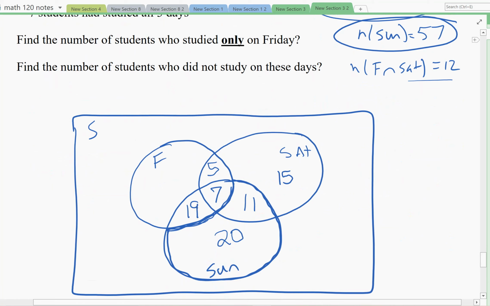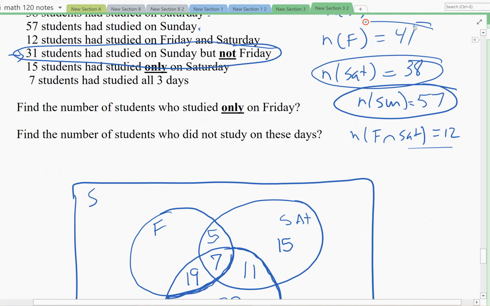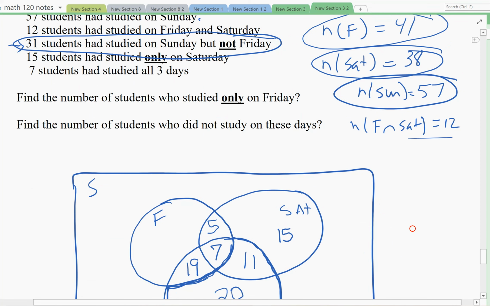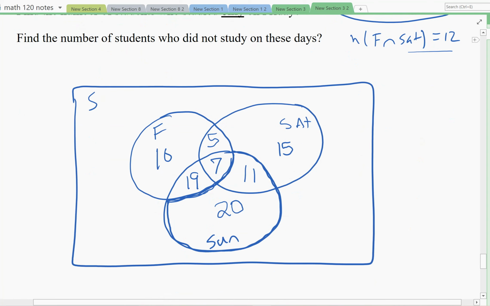And now the Friday circle is almost complete. Friday adds up to 41. All right, so I take my 41, subtract away the 12 and the 19. So 41 minus 12 and 19 leaves me with 10 who studied only on Friday. All right, I'm almost done.